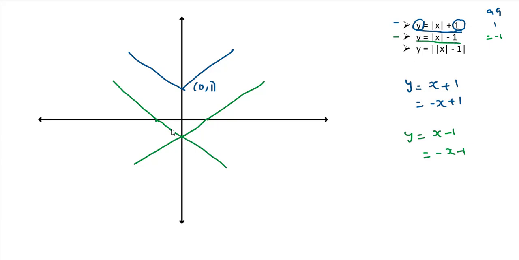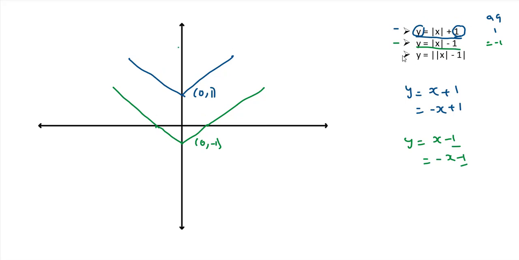So we'll have to delete all the portion of the graph which is below this point, since this is the y-intercept, which in this case is 0, minus 1. As you can see, the y-intercept for both these lines is minus 1. So we'll have to delete all the portion which is below this point, that is these two portions. So we will get our graph as this. So this will be your graph for the second equation, y is equals to mod of x minus 1.